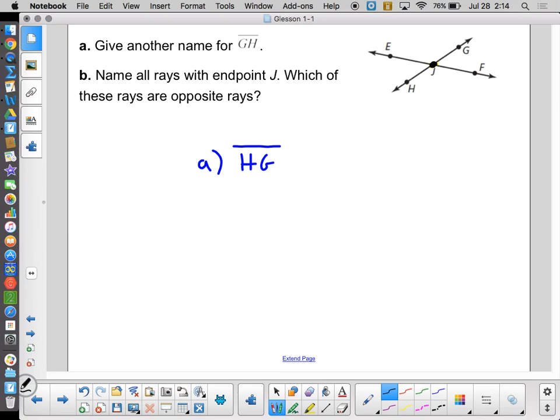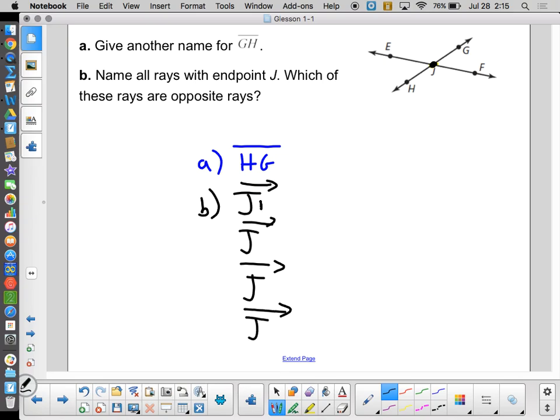So even though the point is not drawn in there, we may assume that that point exists at a point of intersection. So it's important to realize that that point is there. And that's going to be important because B says, name all the rays with endpoint J. So all the rays with endpoint J, we always have to do the endpoint first. So they're all going to start with J. They're all going to have the ray symbol.